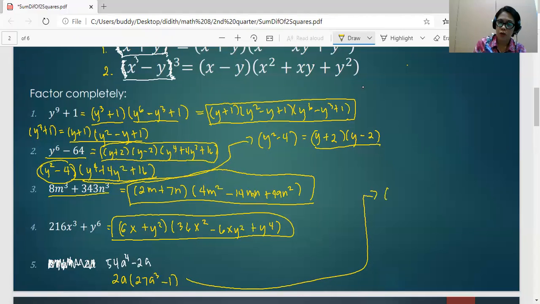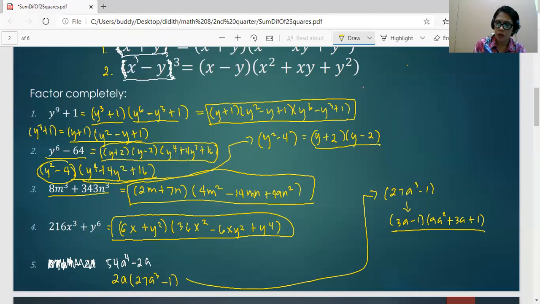Okay. So what are the factors of 27a cubed minus 1? The binomial factor will be the cube root of both terms, so we have 3a minus 1. And then the trinomial factor: first term, the square of the first term here, so we have 9a squared. And then the product of the two terms times negative 1, so we have plus 3a. And then the square of negative 1, 1.